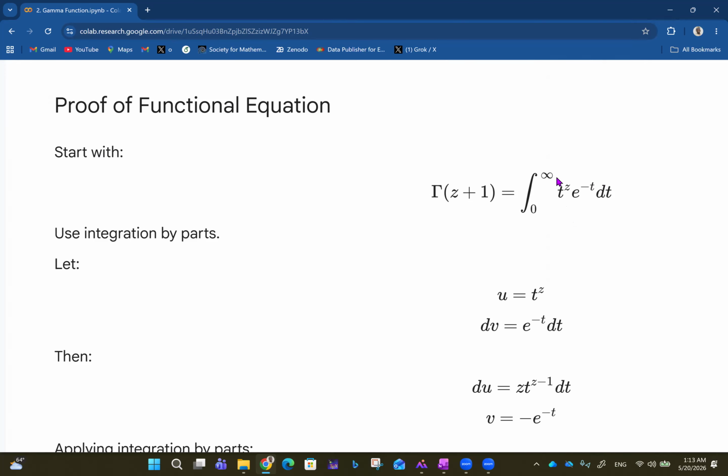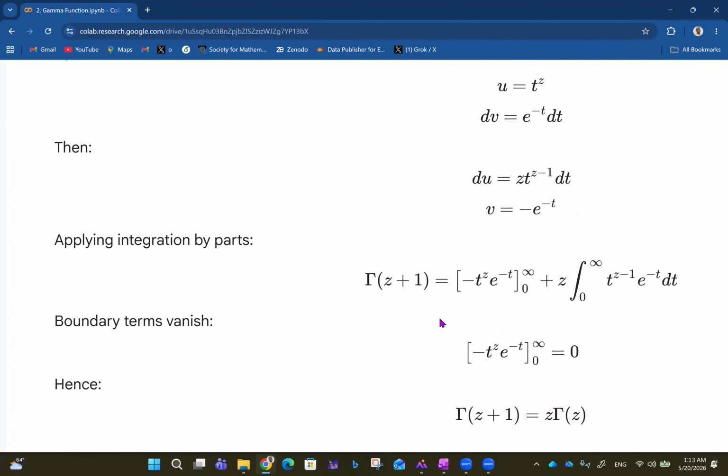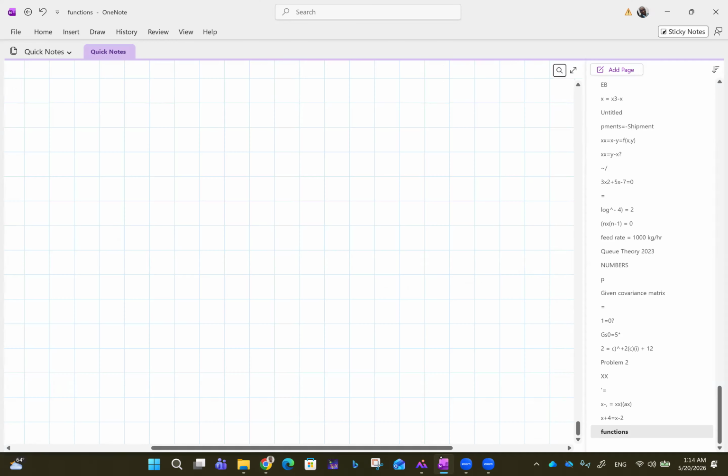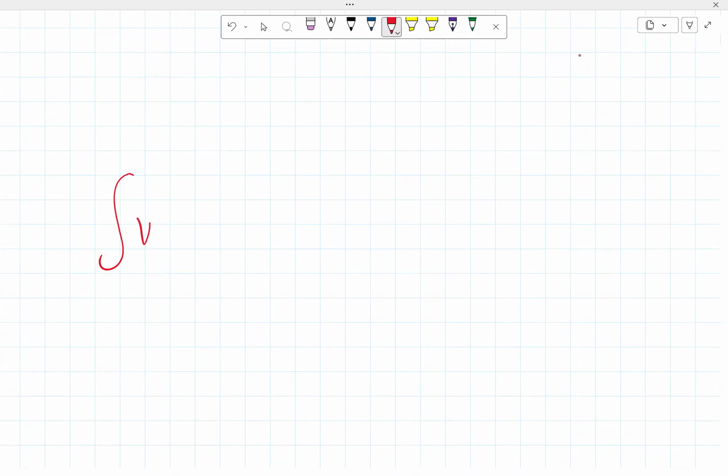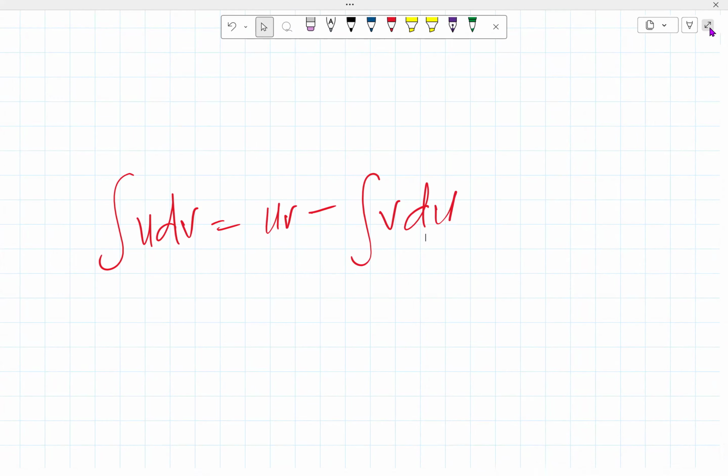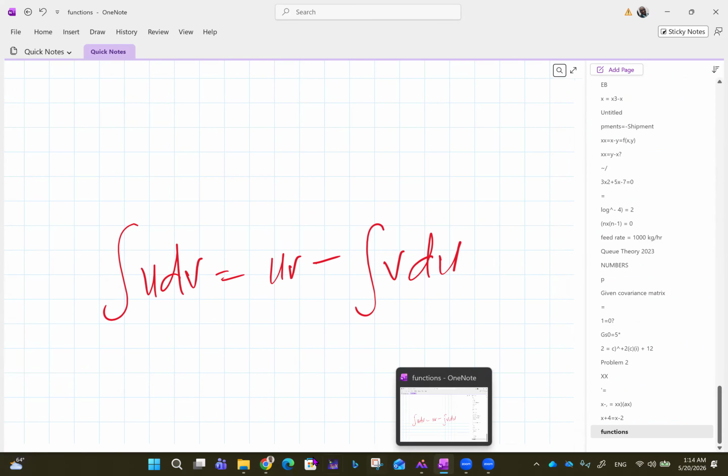So if you let u be t raised power z and dv be e raised power minus t dt, then du is z t raised power z minus 1 dt, while dv equals e raised power minus t dt means that v is minus e raised power minus t if you integrate this side. Now you can put it together by applying integration by parts. Gamma z plus 1 is the integral of u dv, and the integral of u dv equals uv minus the integral of v du. So you just put all of that together.